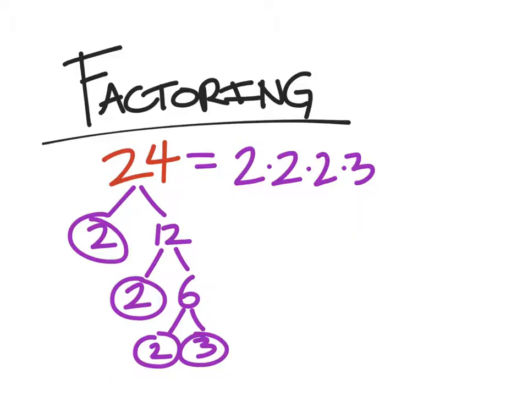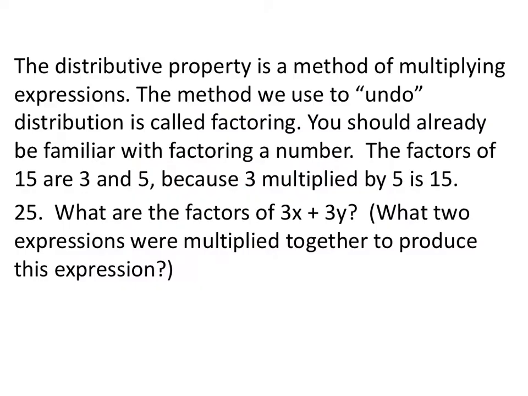It is possible to multiply these by letters, right? Like if it was 24x, well, then you just have that multiplied by x. So it is possible to actually factor out letters as well. Now the distributive property is so pretty because it involves rainbows. But it's a method of multiplying expressions. Oh, we said that. The method we use to undo distribution is called factoring. But you guys should know what factors are from some other time. I don't know what grade specifically. But factors of values just tell us what numbers would multiply together to give us a specific value, okay?